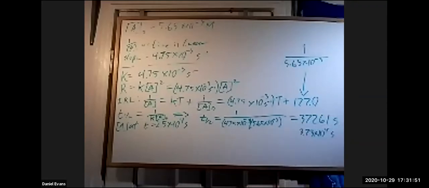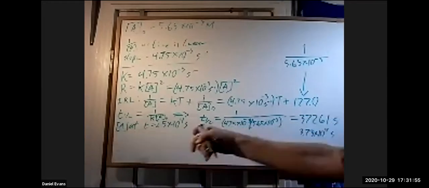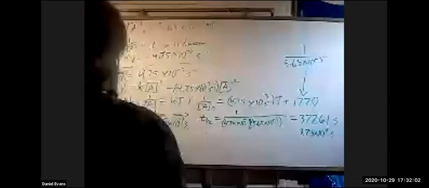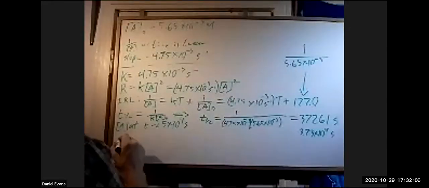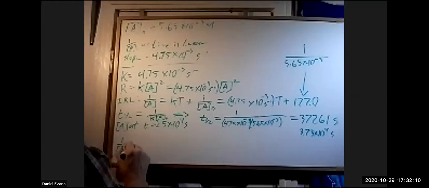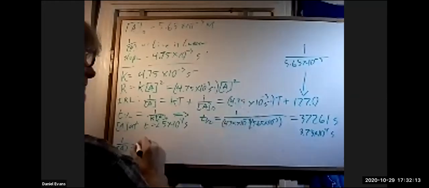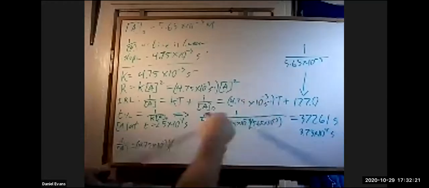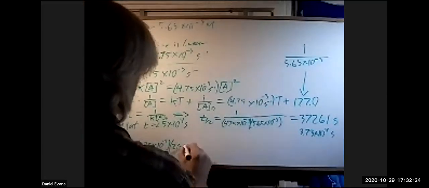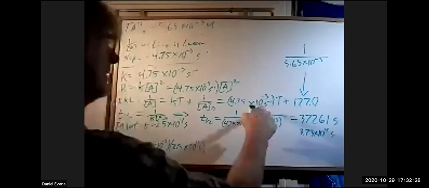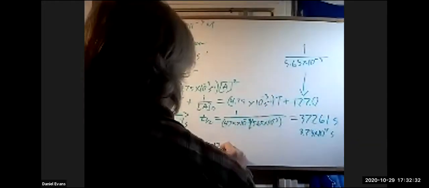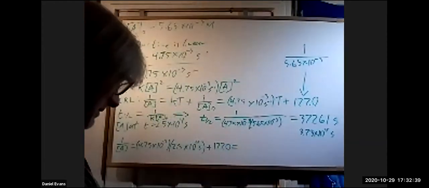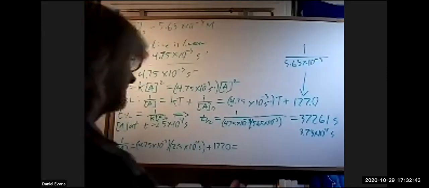So now we're asking for the concentration at time of 2.5 times 10 to the fourth. So we're not quite at half-life. So I'll have more than half the compound left. So we're going to use our integrated rate law here. So we have 1 over the concentration equals the rate constant, 4.75 times 10 to the minus 3, times the time, our 2.5 times 10 to the fourth seconds, plus 177. So we run that through our calculator. We end up with 295.75.